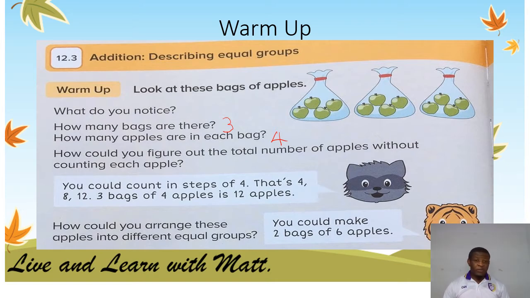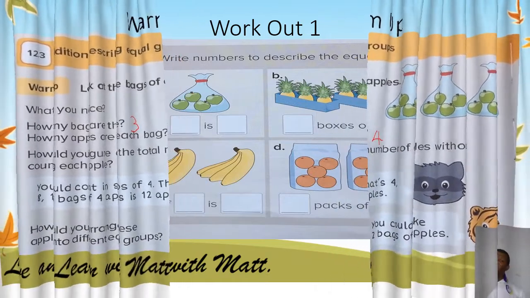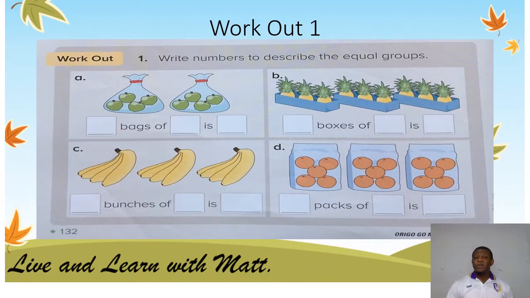Okay, now let's take a look at the workout. Workout number 1. Write numbers to describe the equal groups. So part A, what can you see? How many bags can you see and how many apples in each bag? That's correct. So we have 2 bags of 4 apples equals 8. When we count in steps of 4, count 2 times, make 2 jumps, 4 and 8.